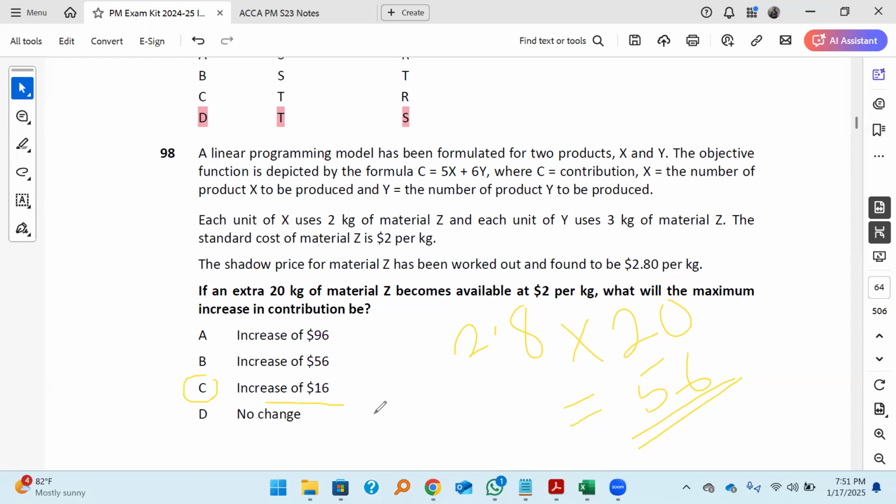Oh, I selected the wrong choice. Increase by 56.